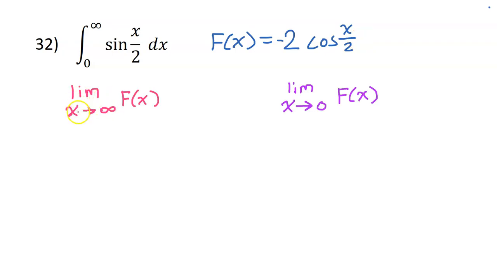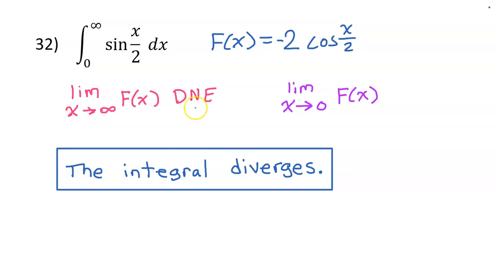Next, we need to find the limit as x approaches infinity and the limit as x approaches 0. But as x approaches infinity, the cosine oscillates back and forth between positive 1 and negative 1. So capital F of x will oscillate between positive 2 and negative 2. Therefore, the limit does not exist. We don't even really need to worry about the other limit. As soon as one limit does not exist, we already know the integral diverges.